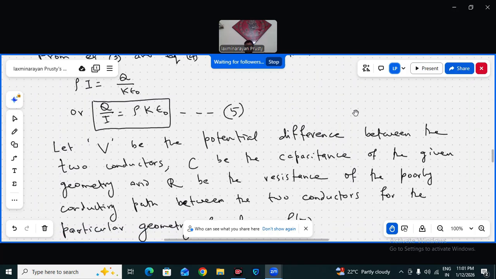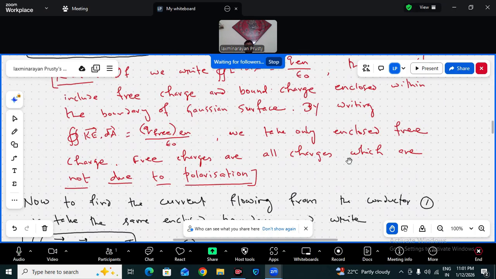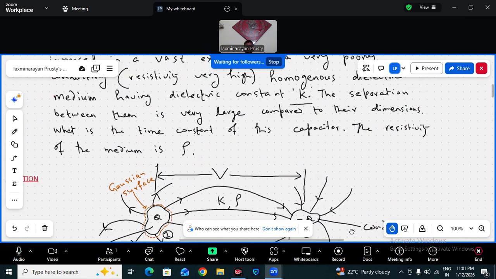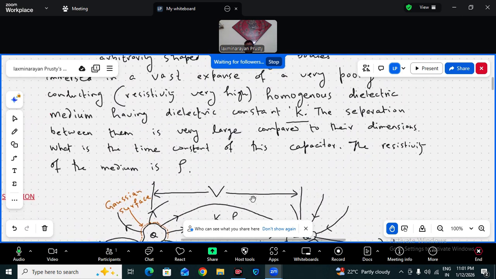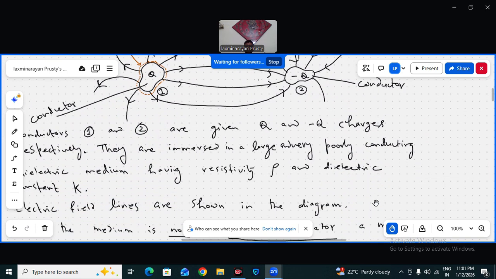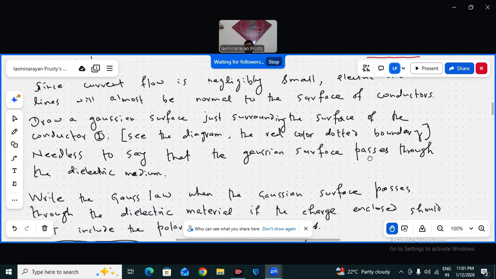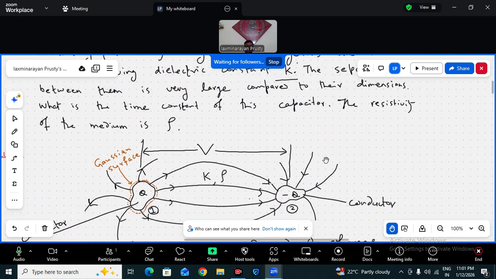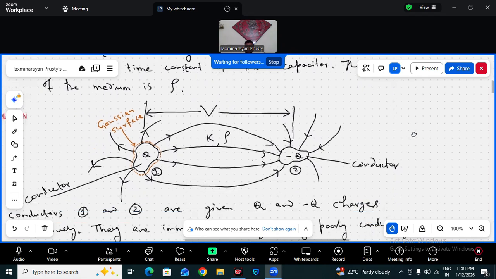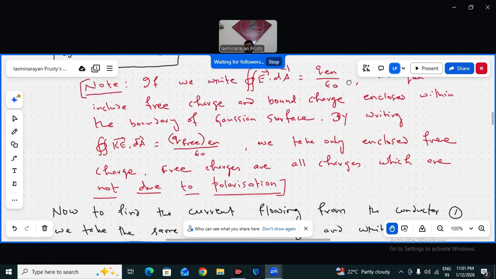Okay, let V be the potential difference between the two conductors. I have shown you in the diagram. This potential difference you have maintained as V between them. When the charge is capital Q and minus Q, the potential difference is V. That's what I am saying. And here I am writing that.